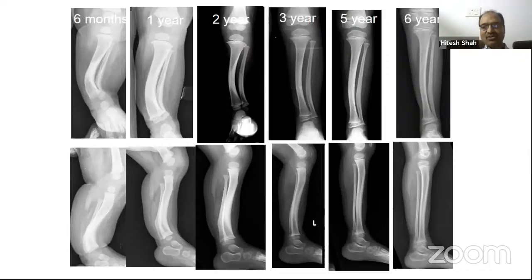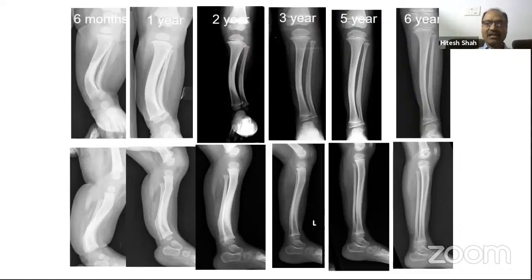You need to follow these children regularly to find out how much residual shortening you can expect at maturity. Depending on that, you can plan. Some of them will require only sole raise. Some will require epiphysiodesis of the opposite tibia. Some will require limb lengthening, tibia lengthening.